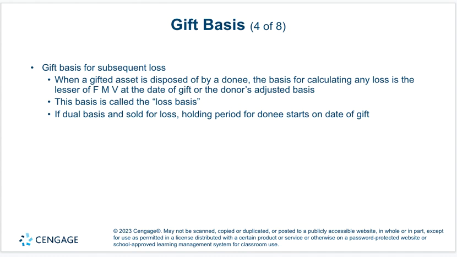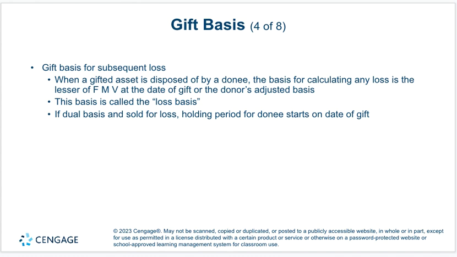When it's a loss, it's handled a little bit differently. The basis for calculating any loss is the lesser of fair market value at the date of gift or the donor's adjusted basis. And we call this the loss basis. And in the case of a loss, then the holding period starts on the date of the gift.